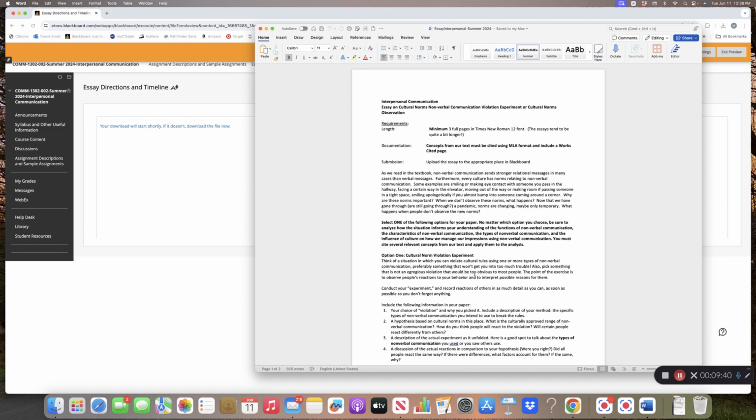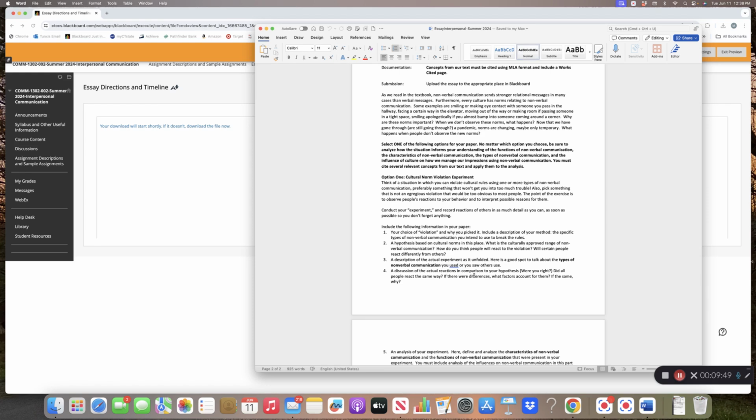And you are either going to break a rule about nonverbal communication, or you're going to do an observation. If you decide to do a nonverbal violation, please make sure you do something that's not going to get you in trouble. Don't put yourself in danger for this assignment. Really get into the assignment descriptions and sample assignments, go into essay, take a look at what people have done in the past, and think about what fits your life and your own personality.